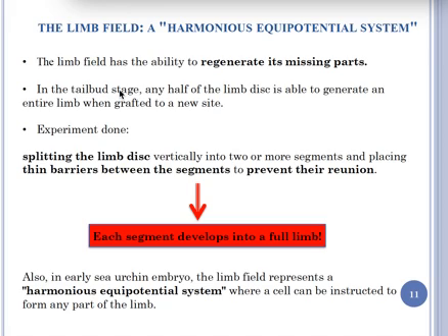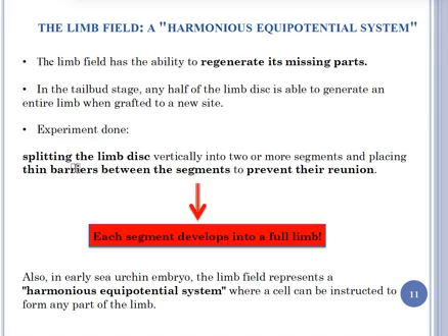So in the tail bud stage, any half of the limb disc is able to regenerate the entire limb when grafted to a new site. For example, if we take just a part of it and graft it somewhere else in another organism, this part of the limb disc is able to generate the entire limb when grafted to this new site.